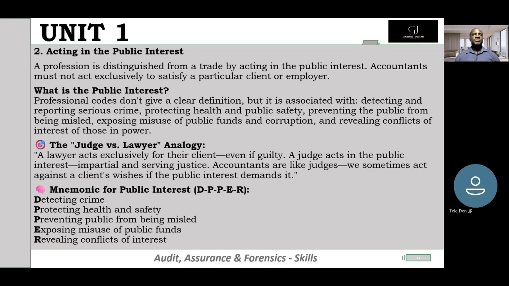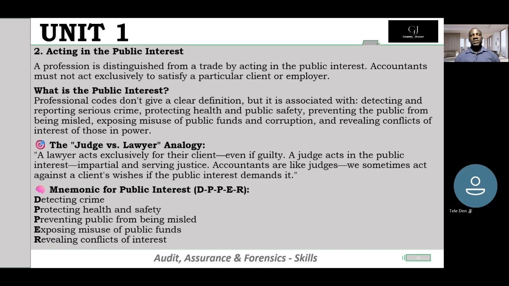So let me give you an analogy. Think of the difference between a lawyer and a judge. The lawyer acts exclusively for their client, even if this client is guilty. Now, a judge acts in the public interest. The judge is impartial and serving justice. So accountants are like judges. We sometimes act against a client's wish if the public interest demands it. We don't just do what the client wants. That's very important to take note of in that analogy. And here is a mnemonic for the public interest, DPPER.